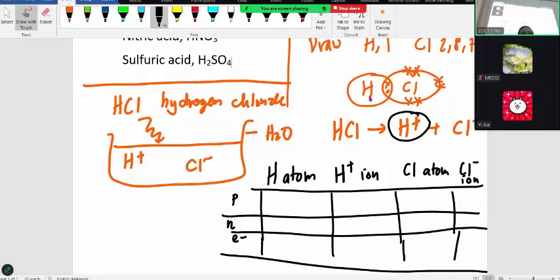So we started out with hydrogen atom, chlorine atom. They became hydrogen chloride. Then we dissolve it in water. It ionizes to form hydrogen ion and chloride ion. Correct? Okay, I want you to compare. Write this up. Find my proton, neutron, electron. Use your periodic table. You need to have a periodic table, okay?